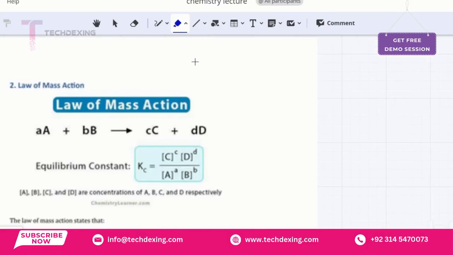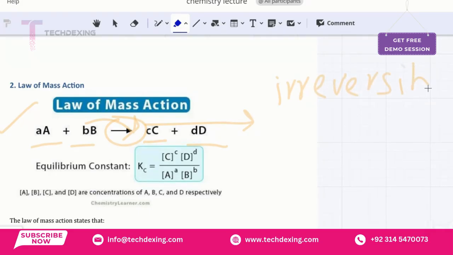Then we are talking about the law of mass action. It is basically representing the equilibrium also. So we will talk about the law of mass action. Here we go again with these reactants converting into the products. This arrow is showing you that it is irreversible, in which products are not again converting into the reactants.